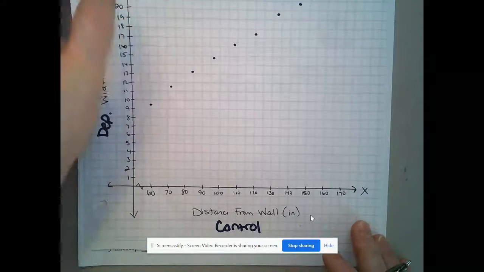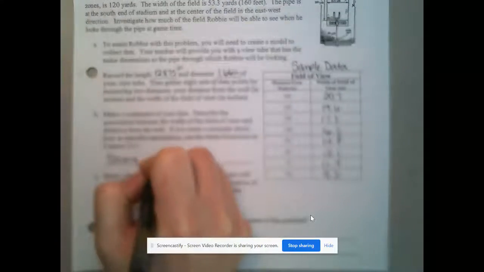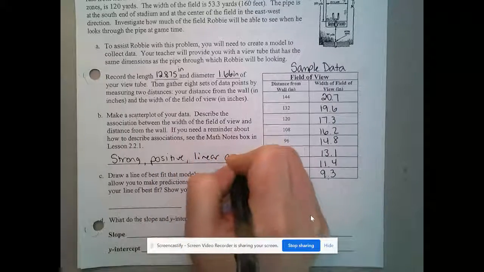So we would say that it is a strong, positive, linear association.